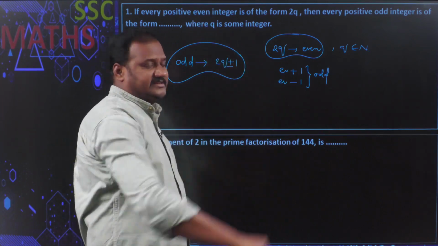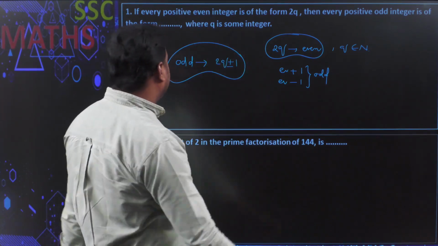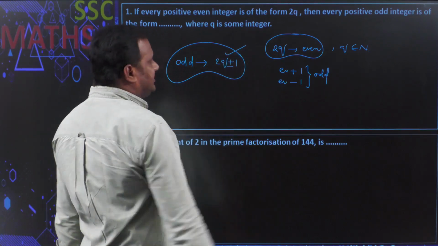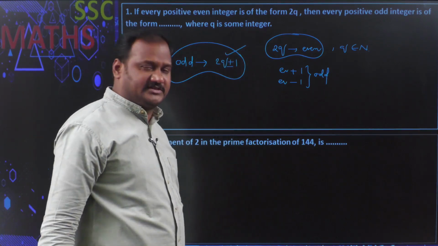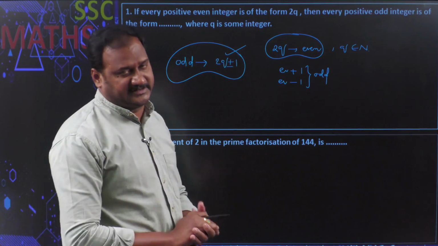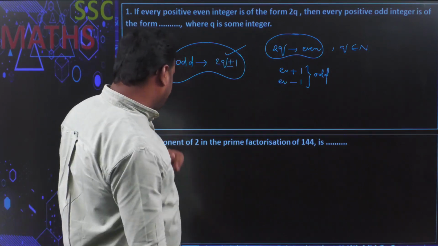So this is the standard form of an odd number. So your answer is going to be 2q plus 1 or 2q minus 1. You better write 2q plus or minus 1. Clear? Coming to the next one.